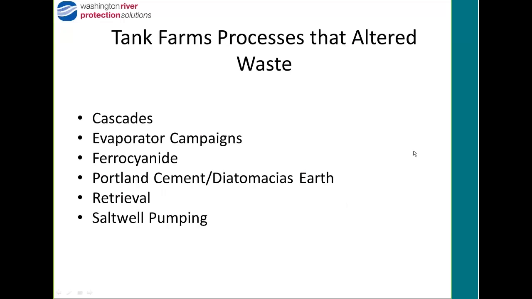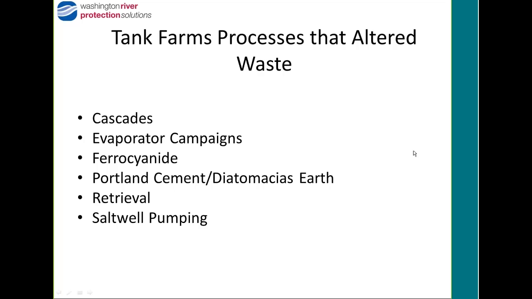Once this waste got to the tank farms, we did things to it, which added more complexity to the waste. One of which is what was called cascading, where you dump waste into one tank and let it overflow into another and then overflow into another. And that created some fractionation within the waste because the large dense stuff would settle out in the first tank and the light stuff would end up in the last tank. We ran evaporator campaigns to crystallize out salts.